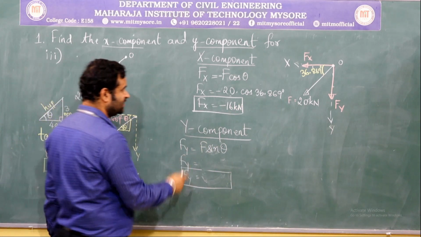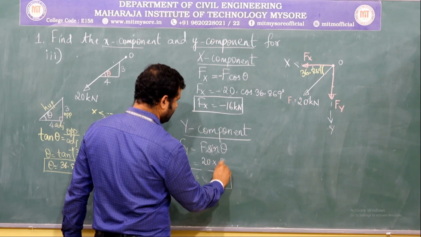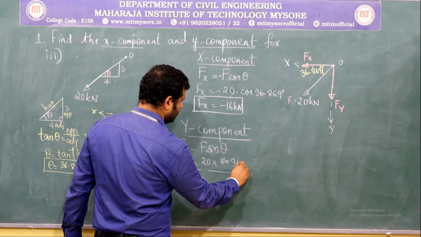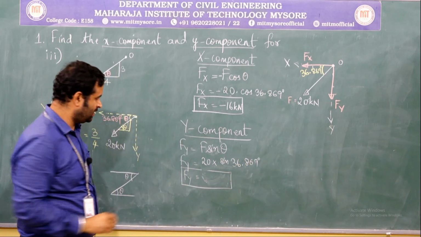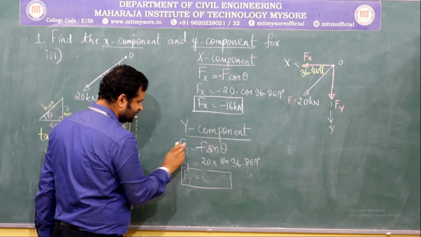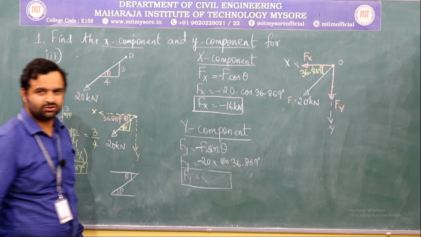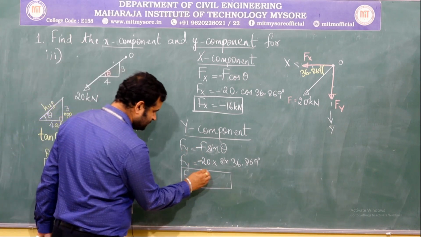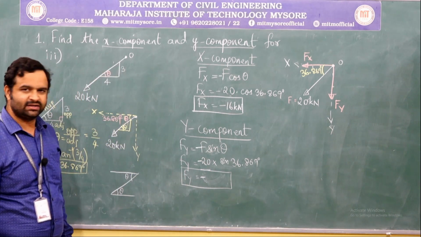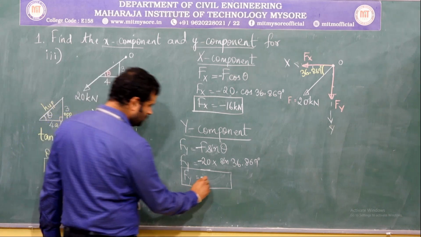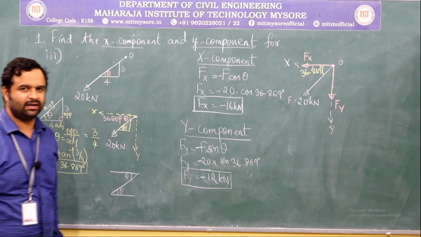Similarly, Fy is equal to F sin theta. F is 20 into sin 36.869 degrees, and we have to write a minus sign here because Fy is negative in the third quadrant, and the same minus needs to be written here, and hence the last component, that is Fy, will be equal to minus 12 kilonewton. So, this is after calculating.